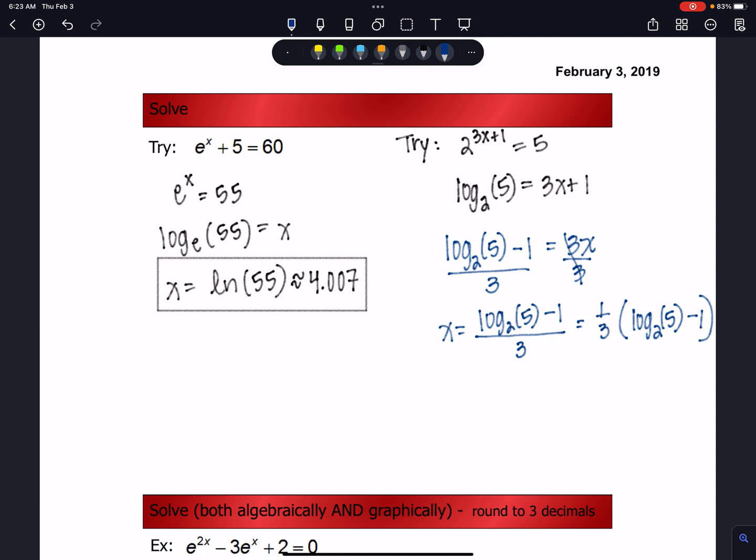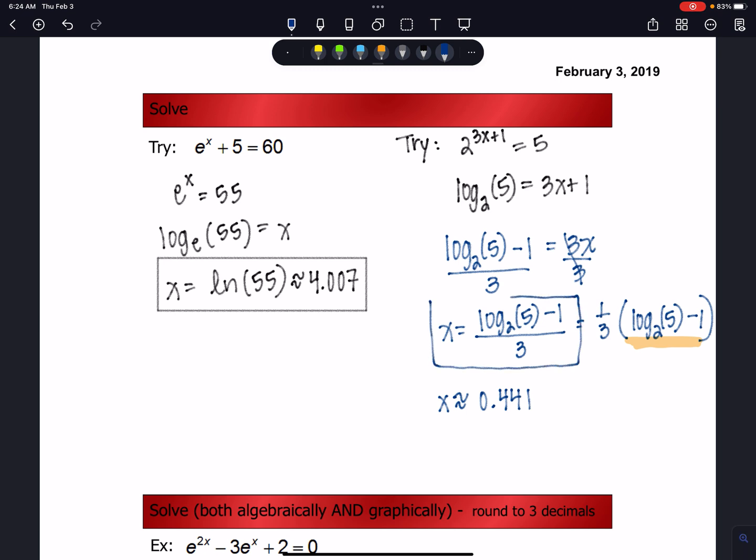So I just used my change of base formula and found that log base 2 of 5 is actually 2.3-ish. So 2.3-ish minus 1 gives me this value right here, which is about 1.32. And when I take that and multiply it by 1/3, or divide by 3, I get x is approximately 0.441.